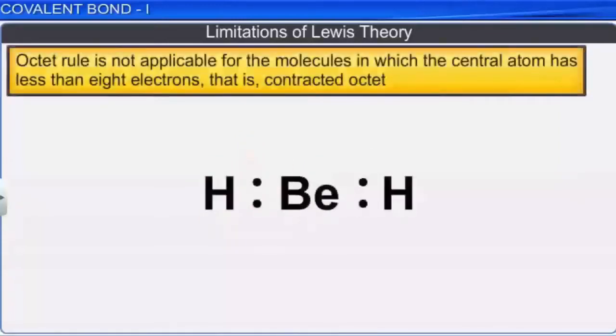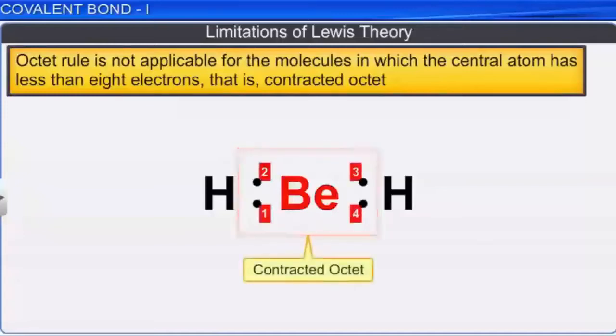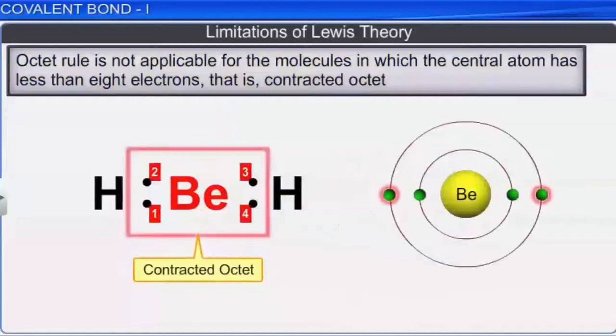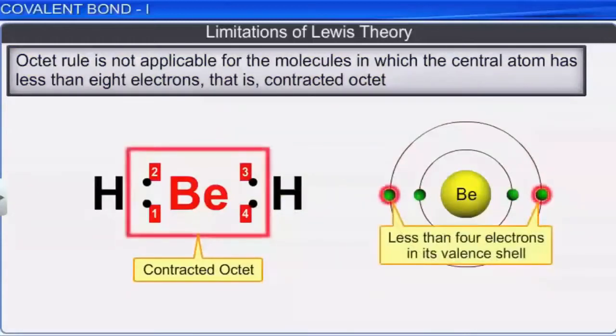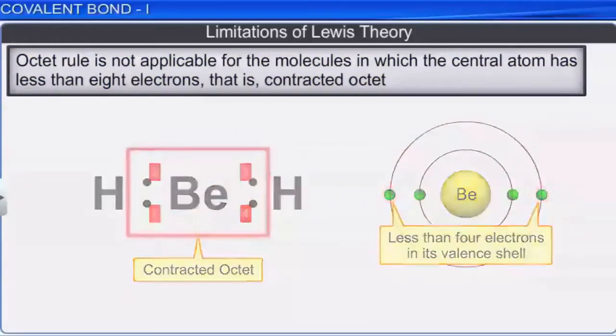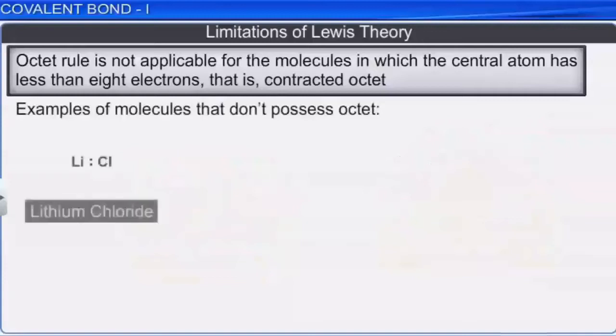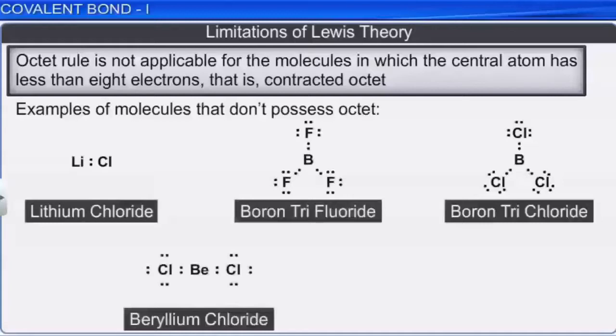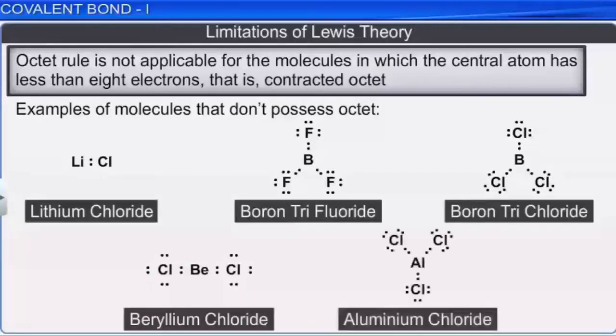Octet rule is not applicable for the molecules in which the central atom has less than 8 electrons. That is, contracted octet. This is observed in the compounds or molecules in which the central atom in its elemental state possesses less than 4 electrons in its valence shell. For example, lithium in lithium chloride, boron in boron trifluoride and boron trichloride, beryllium in beryllium chloride, aluminium in aluminium chloride don't possess octet.